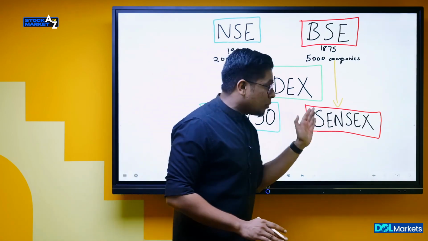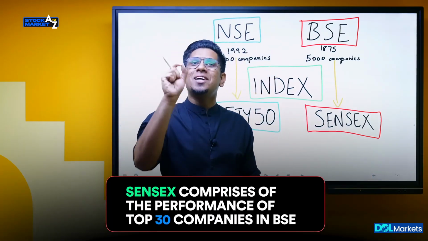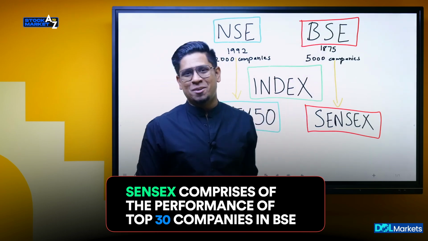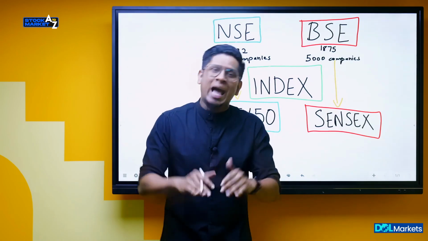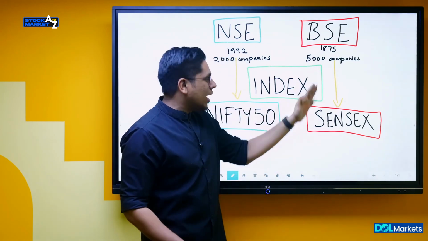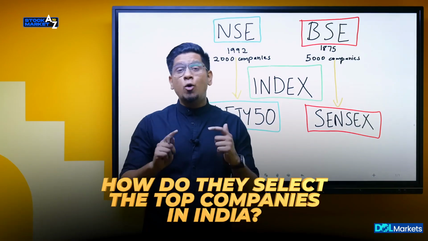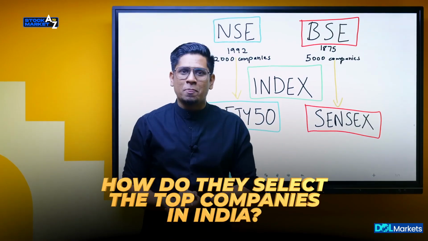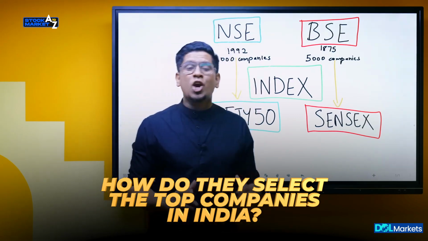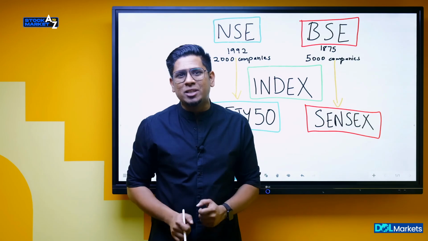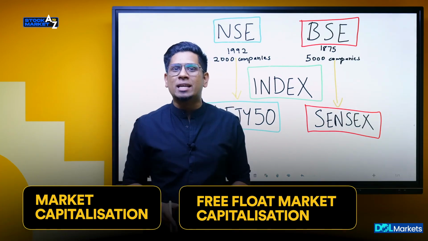Now, when we speak about Sensex, it only takes into consideration the top 30 companies in BSE, and then it does a complex mathematical formula, and then it arrives at the number which Sensex is. Now you might have two doubts here. How do they select the top companies in India? So in order to understand the top companies in India or top companies in NSE, you have to understand certain terms like market capitalization and free float market capitalization.